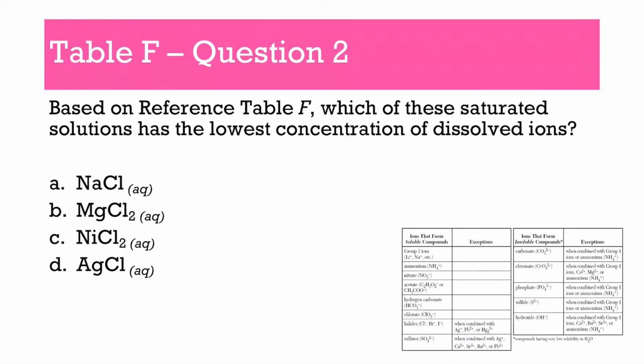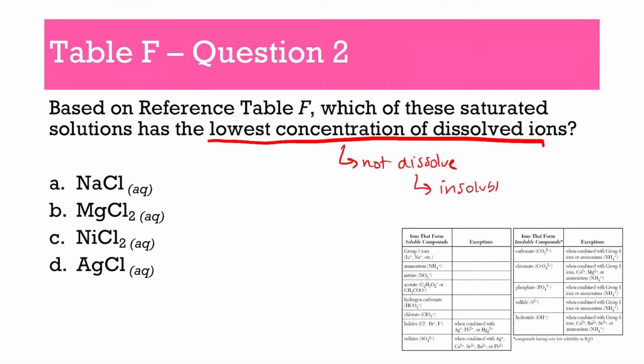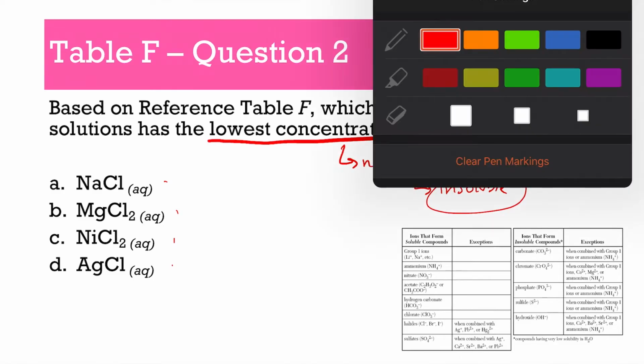Okay. Question number 2, based on reference table F, which one of these saturated solutions has the lowest concentration of dissolved ions? So in order to have the lowest concentration of dissolved ions, you want something that doesn't dissolve well. If something dissolves really well, you have a whole bunch of those ions. But if something does not dissolve well, then you don't have these ions. So if it does not dissolve, we know that is going to be insoluble.